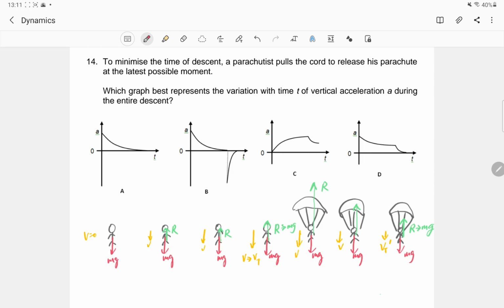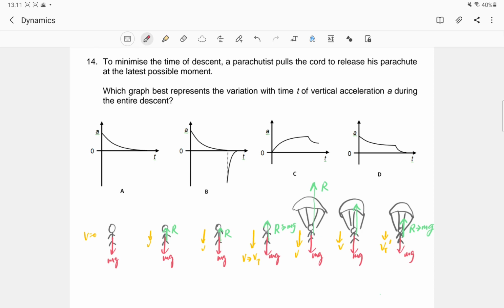In this question, question 14, a parachutist is falling and, at the latest possible moment, he pulls open his parachute. Which diagram shows a against t? So let's draw a series of free body diagrams.